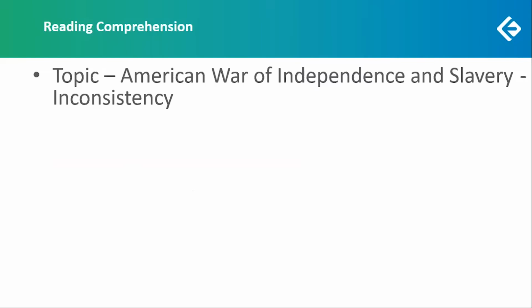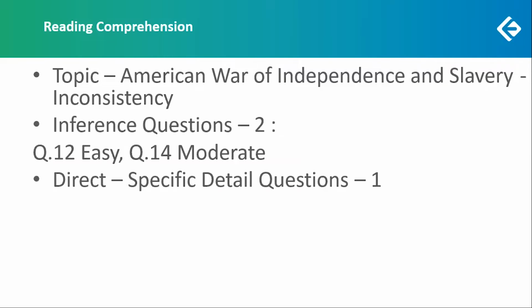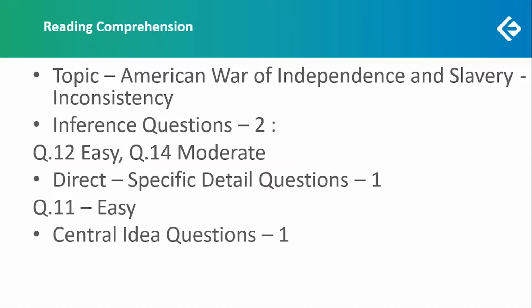The next passage was American War of Independence and Slavery, inconsistency there. You had 4 questions totally in this passage, out of which you had 2 inference based questions and 1 direct question and 1 central idea question. 2 were moderate, the central idea question and 1 inference question. 1 inference question was easy and the direct question was easy. So this is a passage that you should have attempted or you could have attempted.